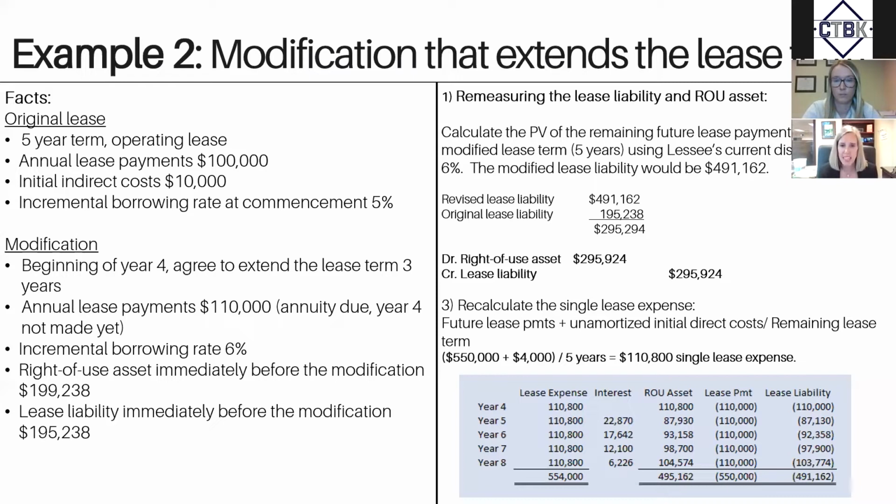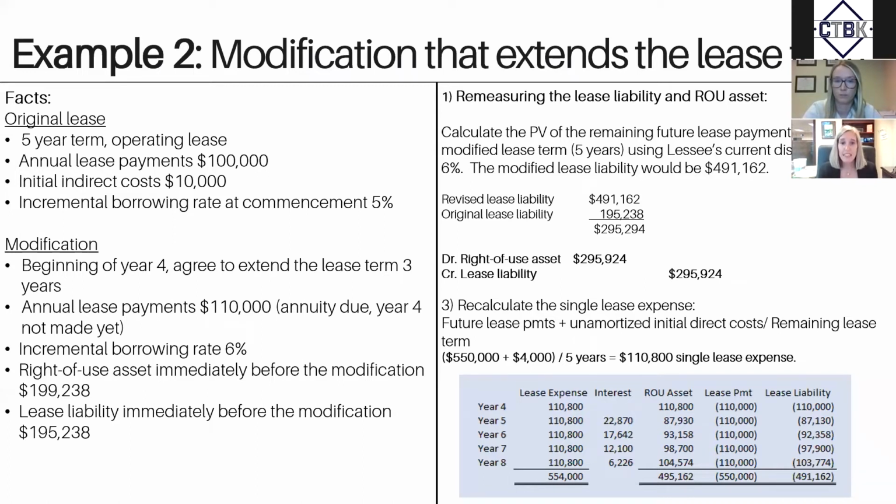Again, producing a schedule like this might help show how each year, as you make each payment, how all of those right of use asset and lease liability would be amortized off. One thing to mention, and it's always the case, is that lease expense needs to be a straight line.